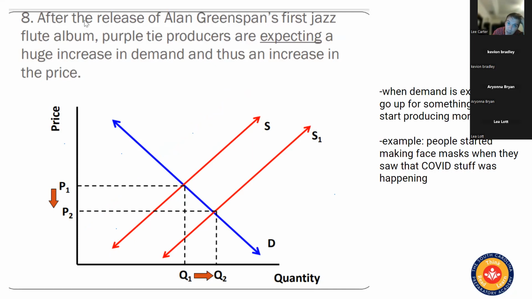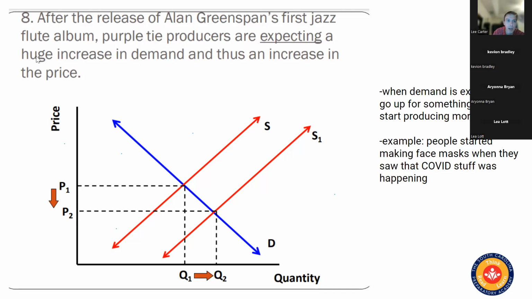So what's going to happen if somebody releases a jazz flute album? This is kind of crazy. Purple tie producers are expecting a huge increase in demand. I don't even understand what they're talking about here. The idea is that something happens, so people are expecting an increase in demand.